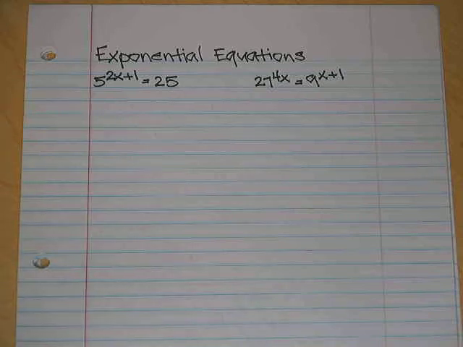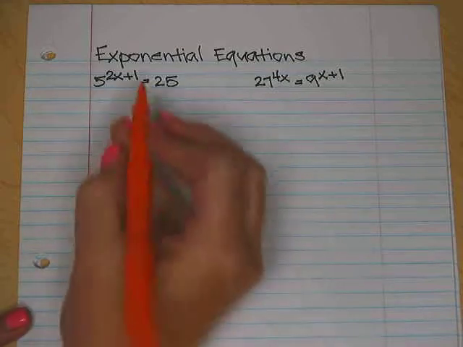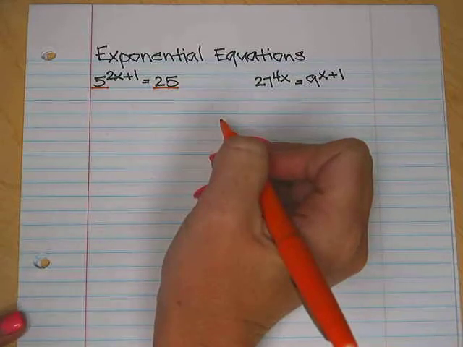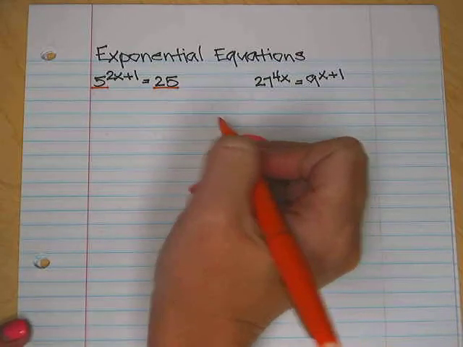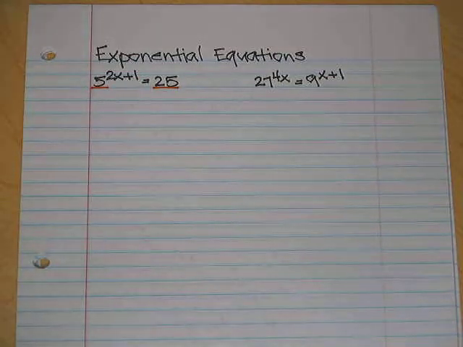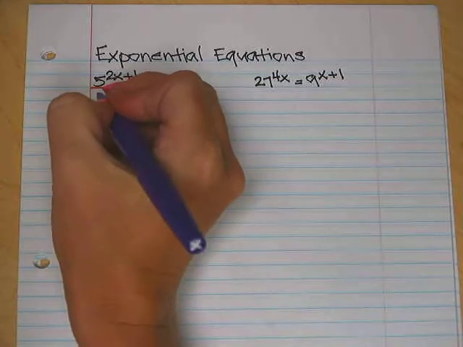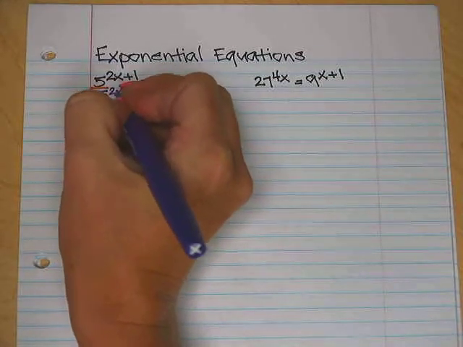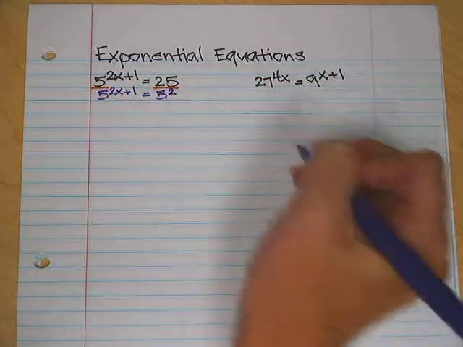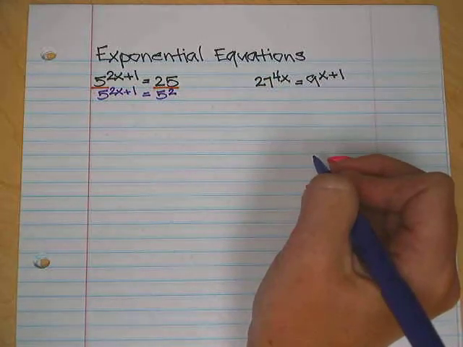We are going to look at solving some exponential equations. The first one that we're going to look at is one of our best case scenarios for exponential equations. If possible, we want to make our bases on each side the same. So we can rewrite 25 as something that is base 5. So our left-hand side will remain 5 to the 2x plus 1, and my right-hand side becomes 5 squared because 25 is 5 squared.